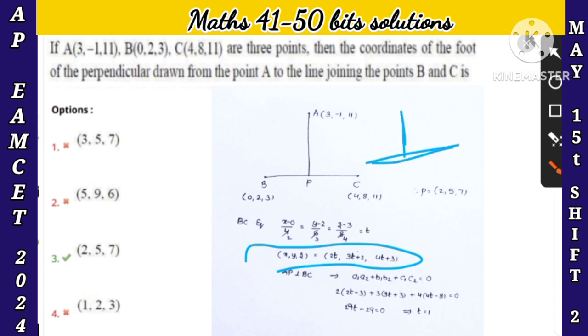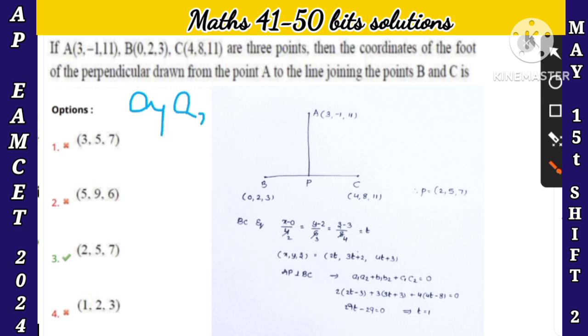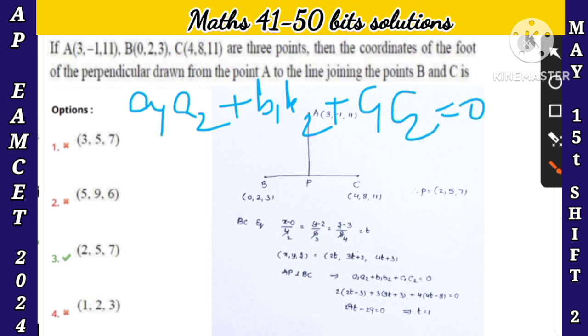Simply, these two lines are perpendicular. We are drawing the foot of the perpendicular, so the lines are perpendicular. So what is the condition for perpendicular lines? The sum of the products of the DRs: A1 A2 plus B1 B2 plus C1 C2 is equal to 0. What are A1, B1, C1? DRs of the first line. What are A2, B2, C2? DRs of the second line.